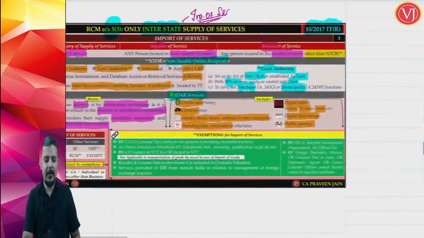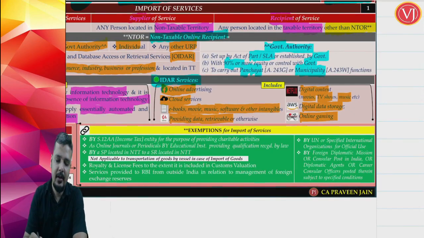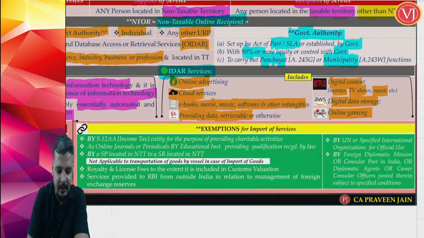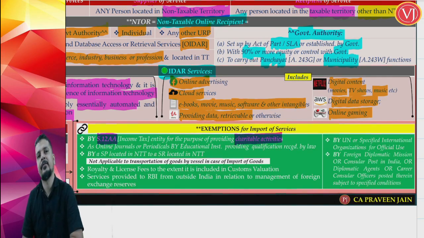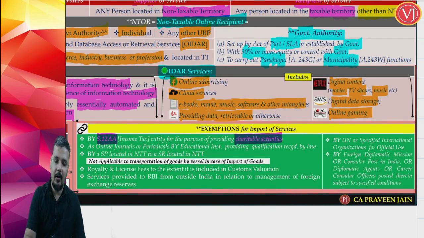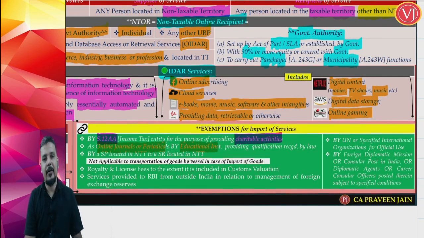Now, what are these notified services, which are still exempt? These notified services are a scenario where you are talking about services received by section 12AA category. Services received by a charitable or religious trust under section 12AA of the Income Tax Act for the purpose of charitable activities, exempt. If you are talking about online journals or periodicals received by an educational institution, which type of educational institution? Category B educational institution, where you are talking about providing a qualification recognized by law for the time being in force. So again, you are receiving what? Online journals and periodicals.